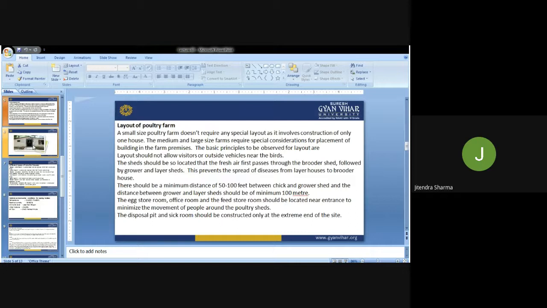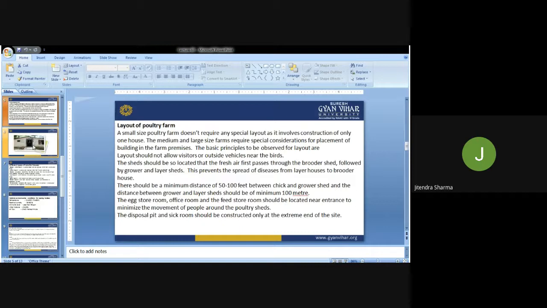The basic principles to be observed for layout are: the layout should not allow visitors' outside vehicles near the birds. The sheds should be located so that fresh air passes through the brooder shed, followed by the grower shed and the layer shed. This prevents the spread of diseases from layer to grower and grower to brooder. There should be a minimum distance of 50 to 100 feet between chick and grower shed, and the same distance between the grower and layer shed, that we have to maintain.